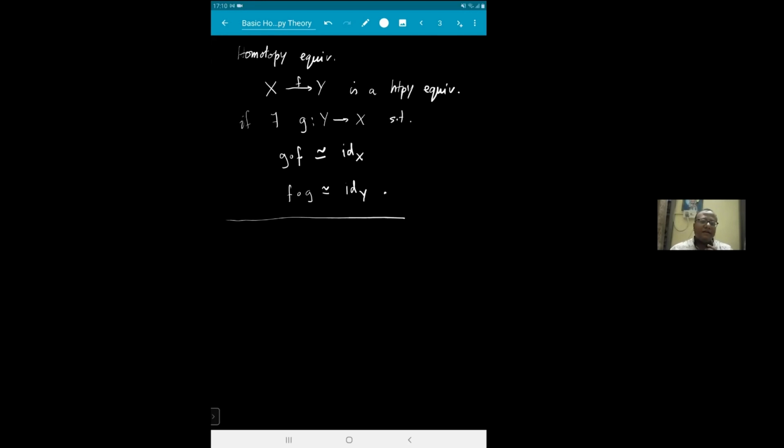So our idea is, we want to understand when things are homotopy equivalent or not, and a good method of doing that is through invariants.